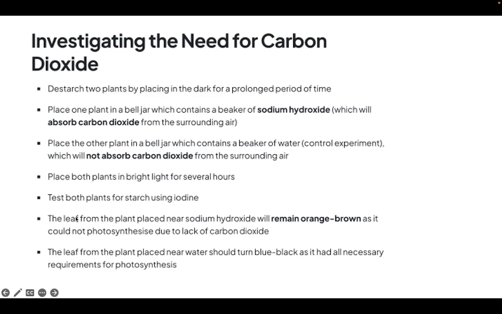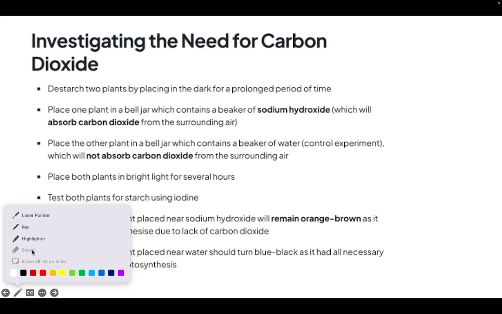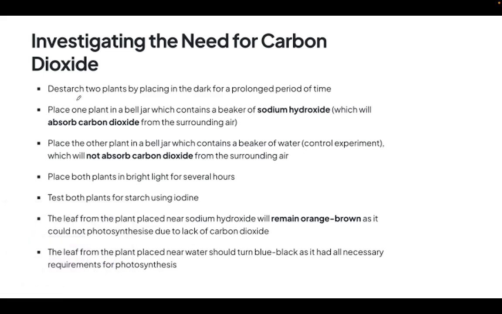We are going to start by, like always, destarching. We saw the reason why we destarch. We destarch to make sure that the starch that has been there doesn't affect our current investigation. Destarch 2 plants by placing them in the dark for a prolonged period of time. Place one plant near a container, a beaker of sodium hydroxide, which will absorb carbon dioxide. That is something we need to know, the need of carbon dioxide. It can absorb carbon dioxide from the surrounding air.